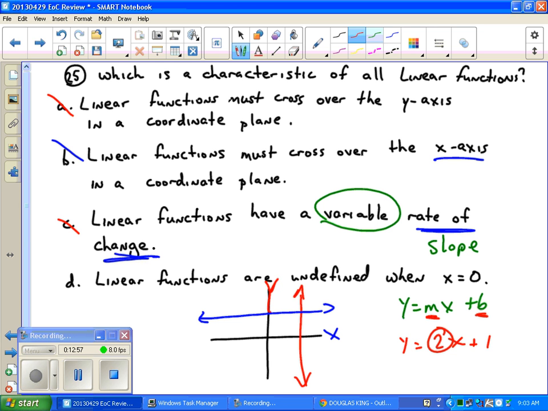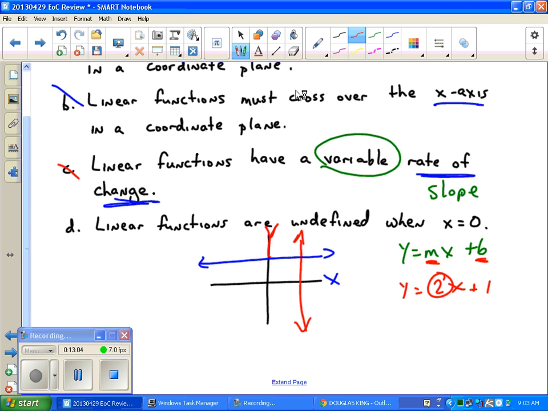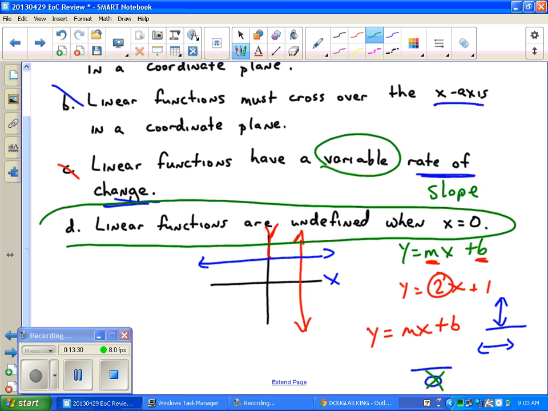And then the last one says functions are undefined when x equals 0. So if x equals 0, y equals mx plus b. When x equals 0, or the change of x would probably be a better way to say that. Your change of y is your up and down over your change of x. If you have 0 at the bottom of a fraction, remember that is a no-no in math. And that's what makes it undefined. That's what it's talking about. X is 0. It is undefined.